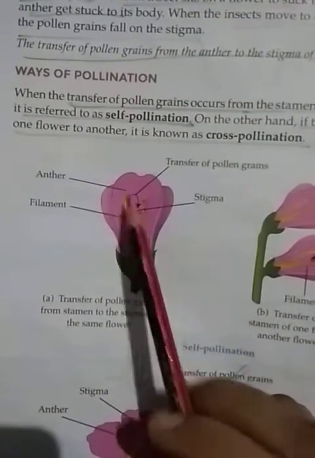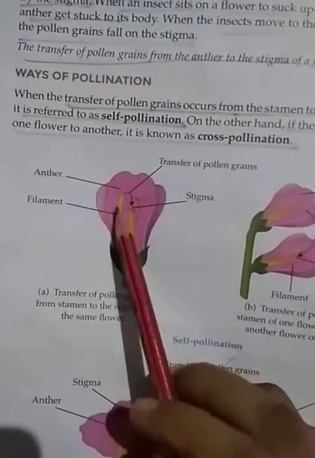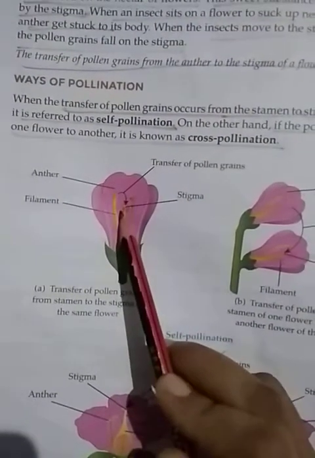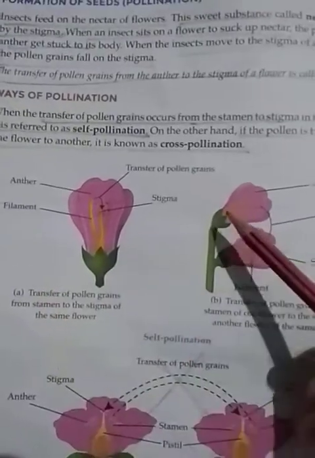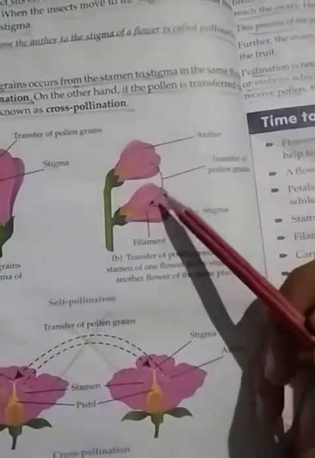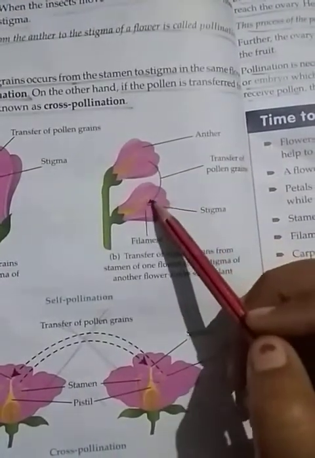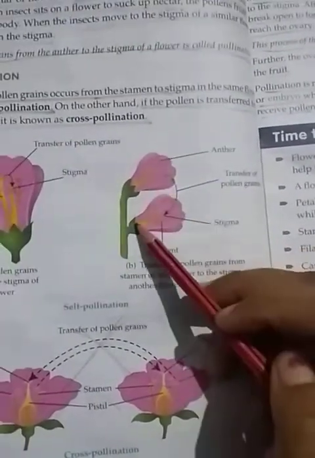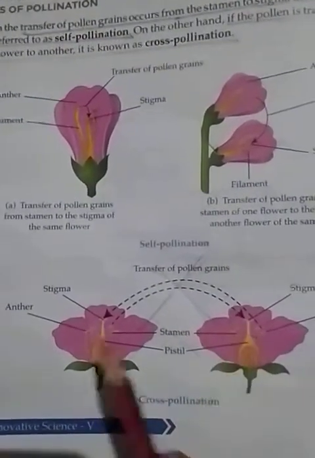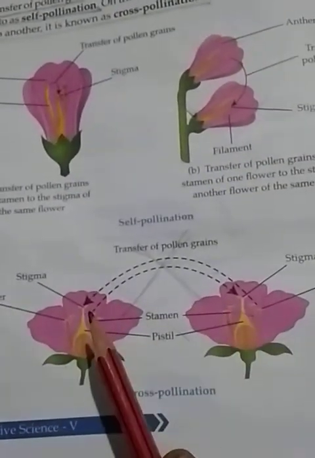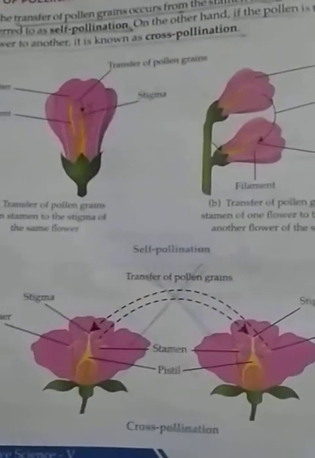Here, this is the anther, this is the filament. Now from this anther the insect is transferring the pollen grains to this stigma. This is self-pollination. These are two different flowers of the same plant. This is the anther. Now the transfer of pollen grains of this flower is happening to this flower. This is also self-pollination. But here there are two different flowers. Here the pollen grains of this flower are being transferred to this flower, and pollen grains of this flower are being transferred to this plant. So this is cross-pollination. Clear, everyone?